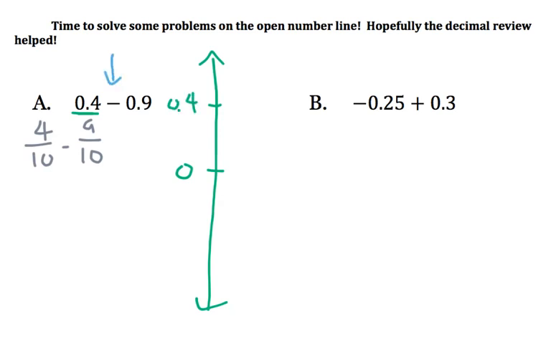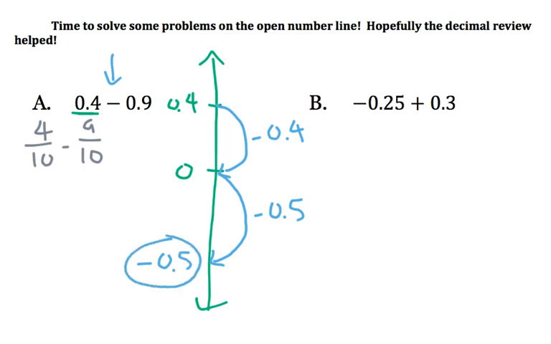Subtraction tells me that this is going down, and we're going to go down a total of 9 tenths. So to get to 0, I'd end up going down 4 tenths. And then if I've gone down 4 tenths, and I want to go down a total of 9 tenths, that would mean I have 5 tenths left over, and from 0 going down 5 tenths would get us to negative 5 tenths. So that's what this answer is. And with fractions, it would have been similar, and your final answer would have looked like negative 5 tenths or negative 1/2.